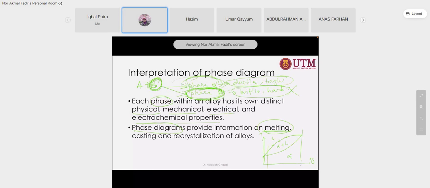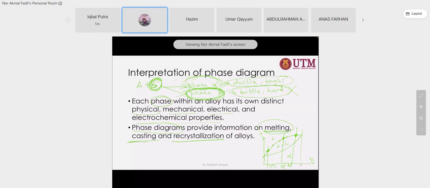Whatever the alloy, for example, this is 10% of element B. This is the melting point. You have 90%. This is the melting point. If you have 50%, this is the melting point. Okay, that's information that can be obtained from the phase diagram. Okay, so casting. If you know the melting point, you know what information is needed for the casting process.